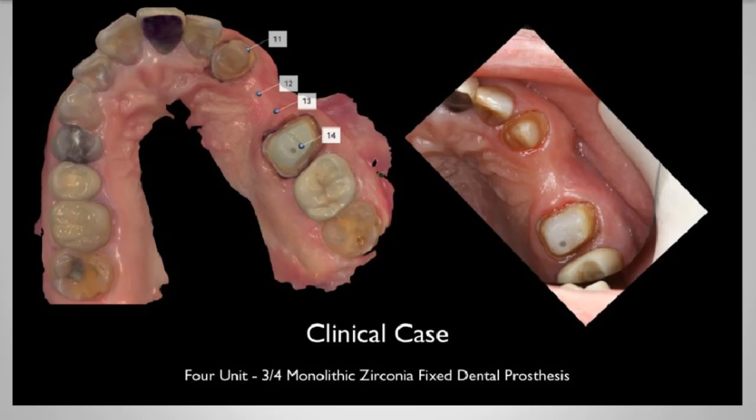Here's another clinical case of mine, an intraoral view. We're going to do a 4-unit zirconia-based bridge with a veneering ceramic on the facial surface. Here's how it looked intraorally. Here's the digital scan of that same preparation, all in color.